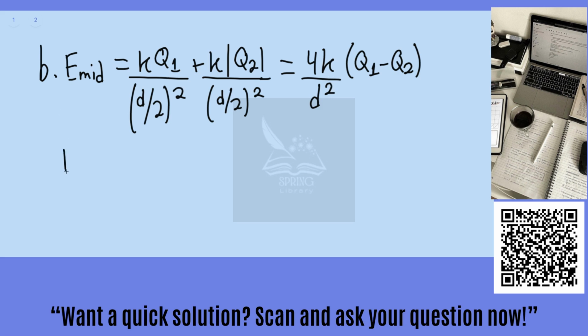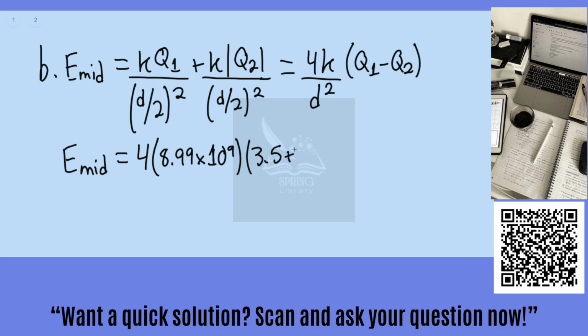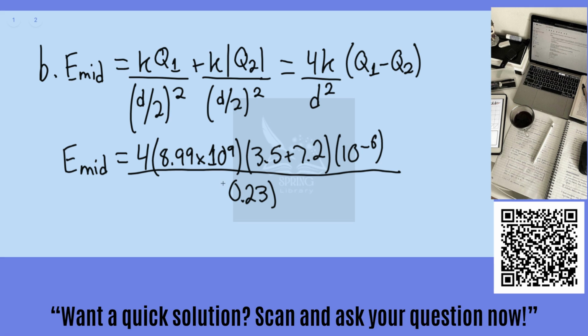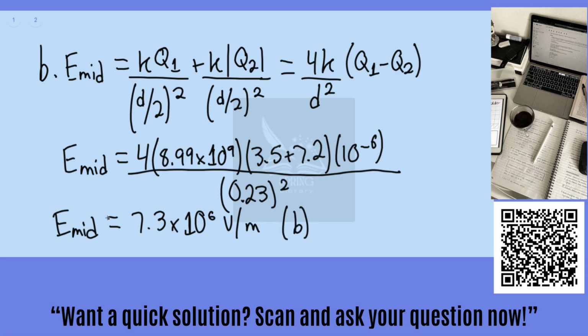So E mid would be equal to 4 times 8.99 times 10 to the 9th, and then 3.5 plus 7.2 times 10 to the negative 6th, all divided by 0.23, and then this separation is squared. So the electric field at the midpoint is going to be equal to 7.3 times 10 to the 6th volts per meter. So this would be your answer for part B.